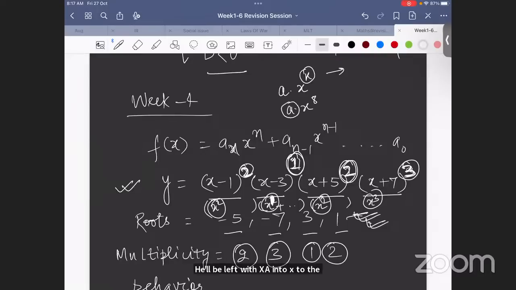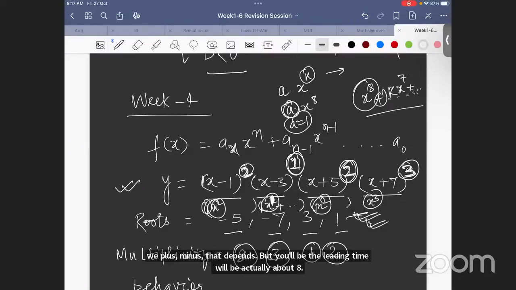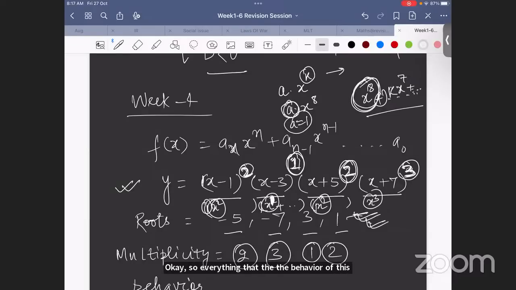Can you tell me the value of a, the leading coefficient? 1. Because everywhere you have coefficient 1, and multiplying all the 1s you get 1. So a equals 1. So you are left with x to the power 8 and some other values, some constant times x to the power 7, which can be plus or minus. But the leading term will be x to the power 8. The behavior of this function will be defined by the leading term only. Is this clear to everyone?